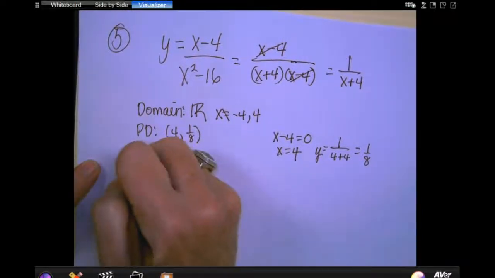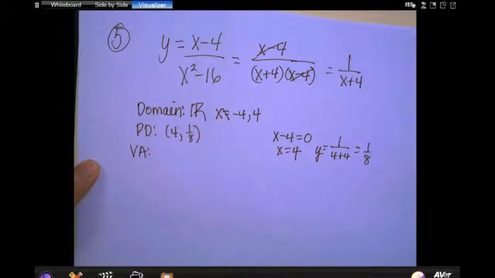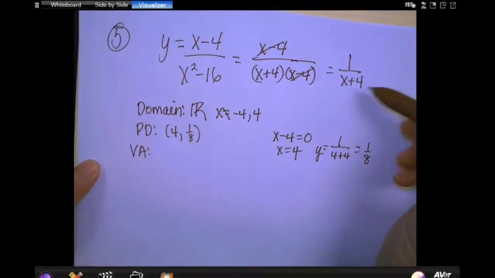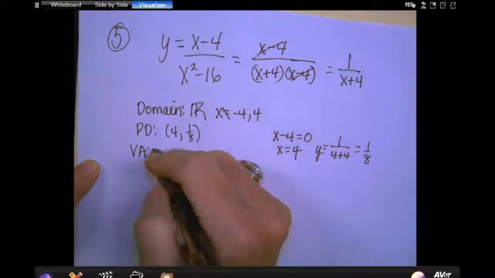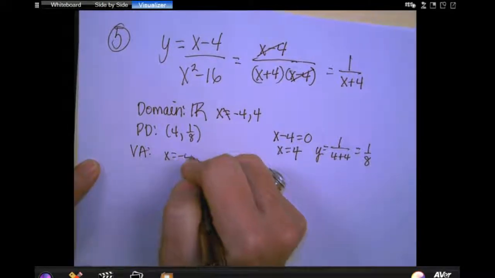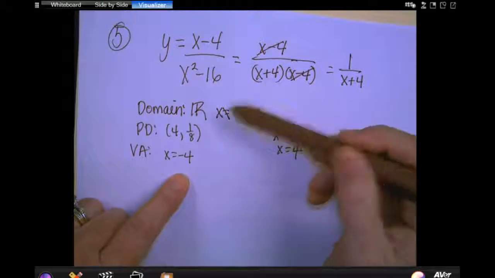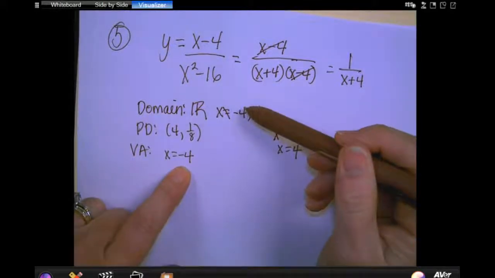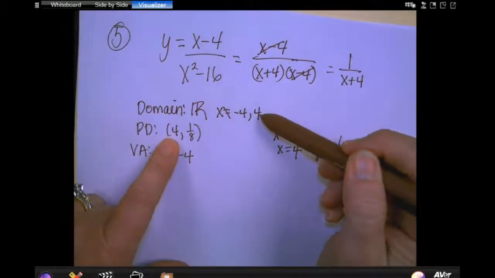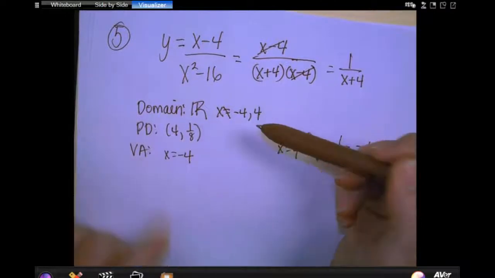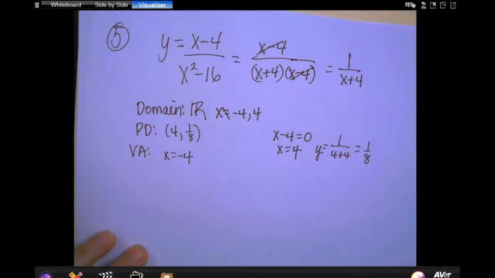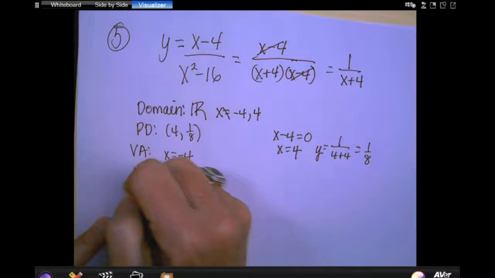So next, I want to find my vertical asymptote. My vertical asymptote is what makes the bottom 0. So the vertical asymptote is -4. So that's where the -4 goes in the restricted domain, and then the 4 goes in the restricted domain. All right? So next, let's look at the horizontal asymptote.